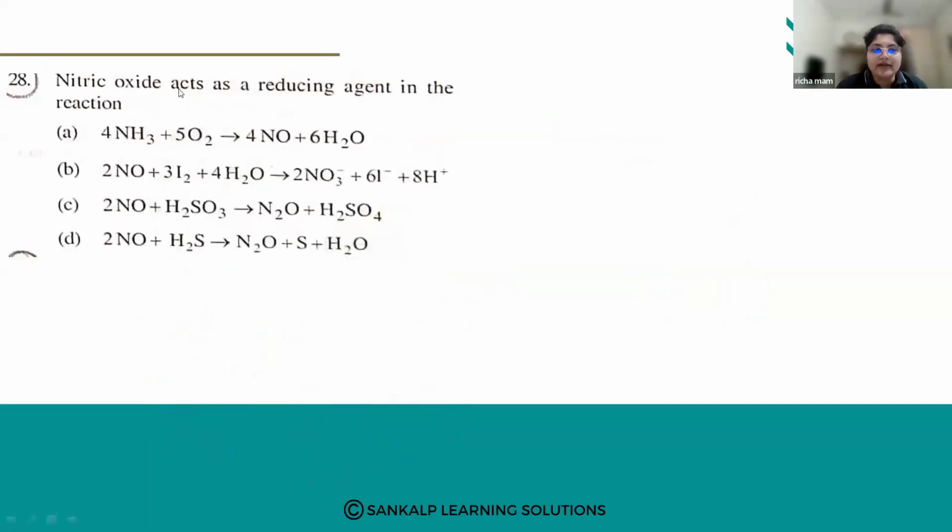Okay, so nitric oxide acts as a reducing agent in the reaction. So in which among the following is nitric oxide acting as a reducing agent? What is a reducing agent? Before that, what you have to understand is what a reducing agent is. We have discussed this. The reducing agent reduces others and itself undergoes oxidation, right? Reducing agent is the agent which reduces others and itself undergoes oxidation.